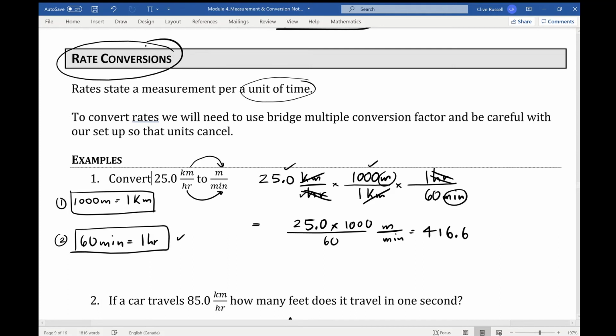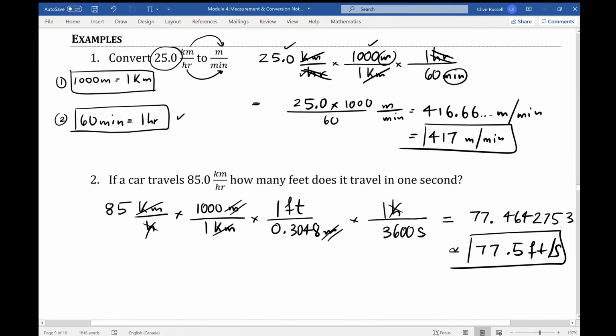416.6 repeating, right? And this is now going to be meters. You could also write it as meters slash minute, or per minute. But our original question had 3 significant digits, so we have to round this to 417 meters per minute. Okay, so that wasn't difficult. Now the second one I'm going to give you as an exercise to do. I'll display the answer, and you could look at it.